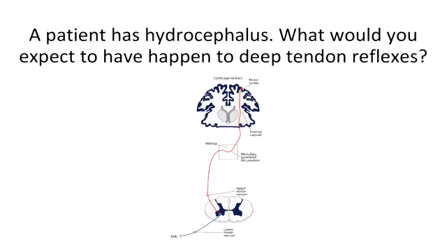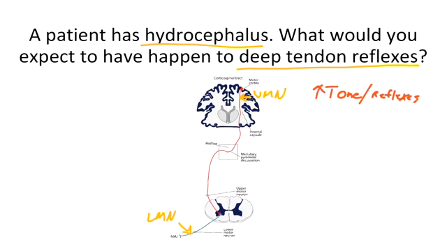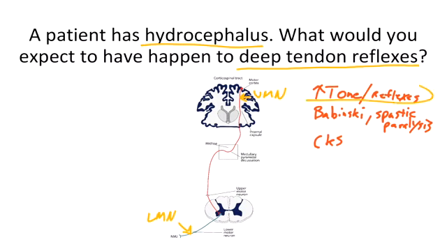So now let's do a question. A patient has hydrocephalus. What would you expect to have happen to the deep tendon reflexes? Now, hydrocephalus doesn't always cause alterations of deep tendon reflexes, but when it does, what do you expect? Well, a hydrocephalus would definitely affect the upper motor neuron, not the lower motor neuron. So recall the symptoms for upper motor neuron lesions are increased tone and reflexes, the toes point up, so positive Babinski, and spastic paralysis. And of course, clasp knife spasticity as well. But the point is that if we damage the upper motor neuron with a hydrocephalus, then there would be increased tone and reflexes, so the deep tendon reflexes would be increased.